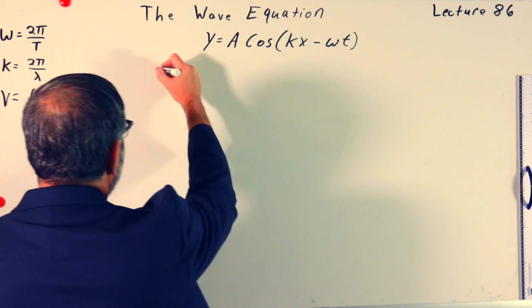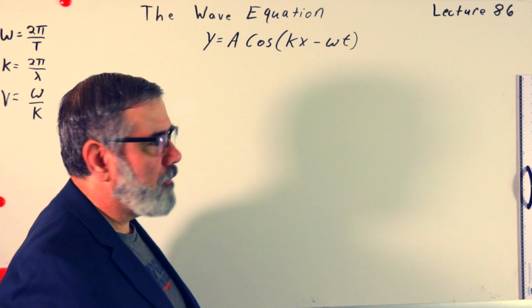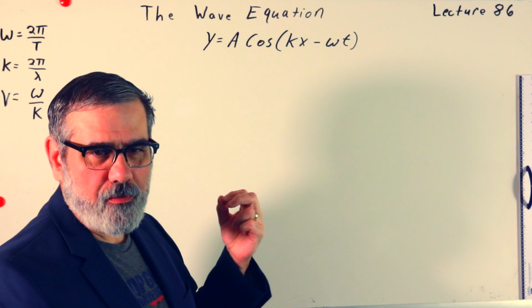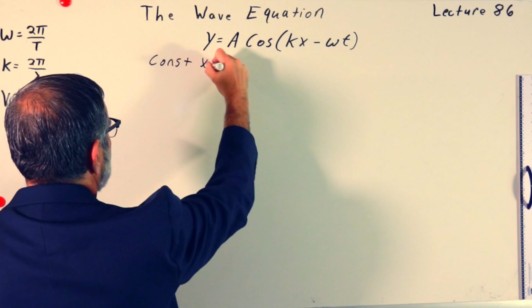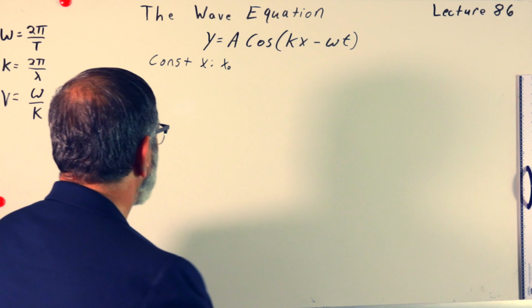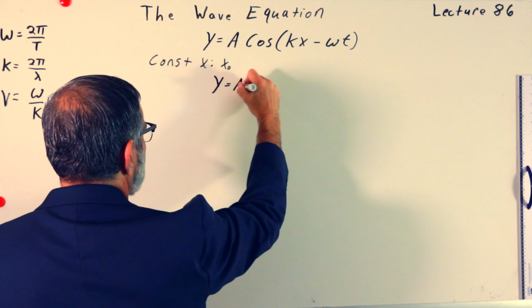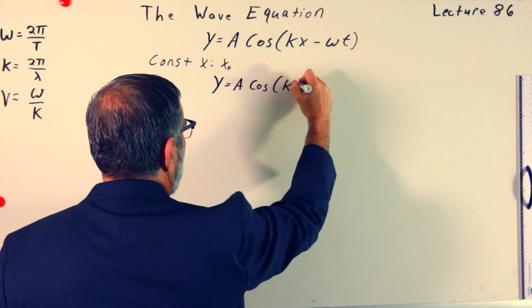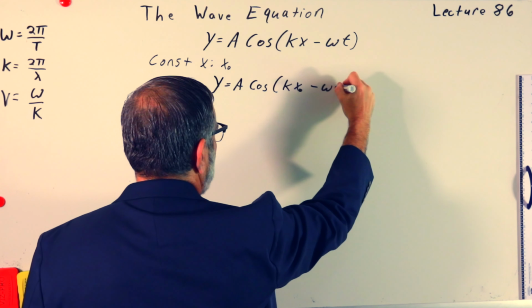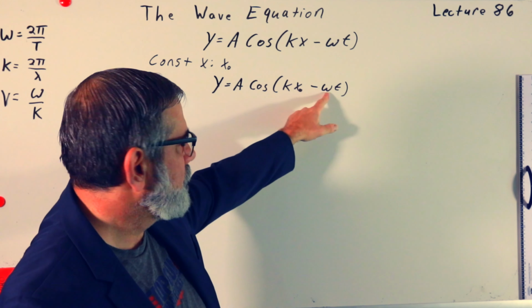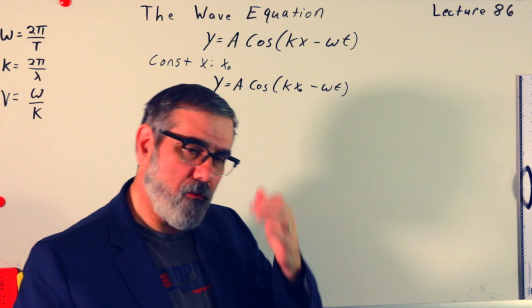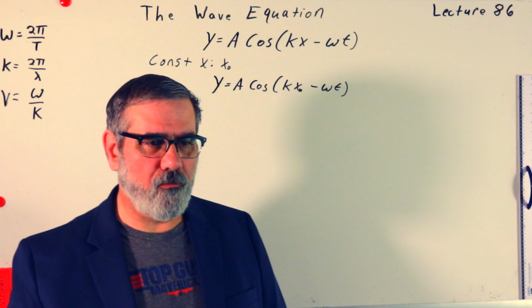So first I want to consider a point on this graph, a constant x position, and follow it. So this is for constant x, and we'll just call that point x naught. Now the equation of interest is y equals A cosine(k x naught minus omega t). So this term is not changing at all. This term is.